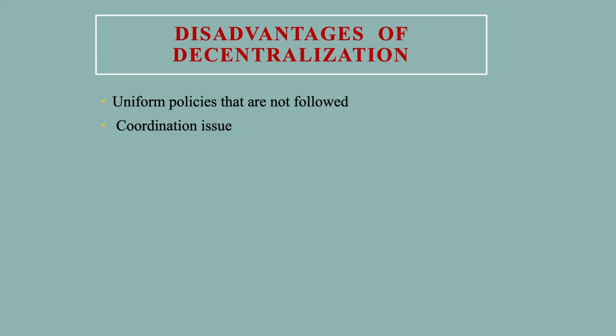Although there are two disadvantages. First is that uniform policies are not followed. Definitely when there is no centralized control, each department and each branch takes its own decision, so it's a little difficult for uniform policies to be adopted. And second, there can be a coordination issue because the various departments are acting on their own, so it becomes a bit difficult to coordinate. For example, a branch in Mumbai will have a different way of working as compared to a branch in Hyderabad. So there is a coordination issue.